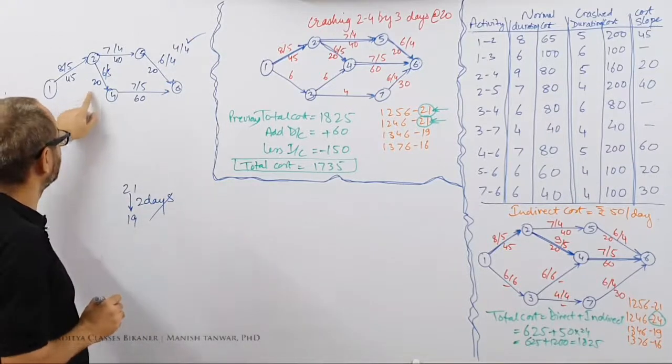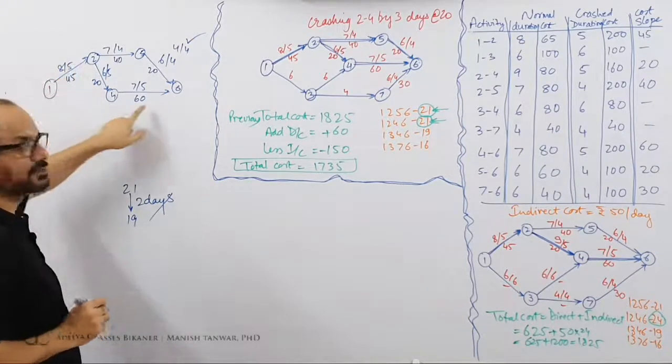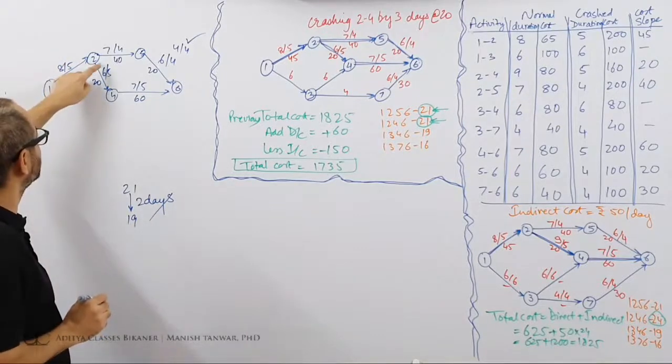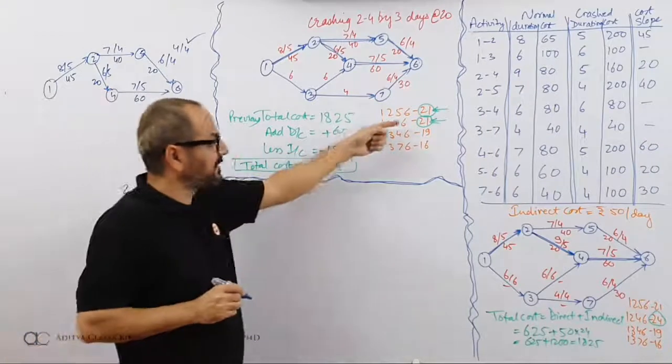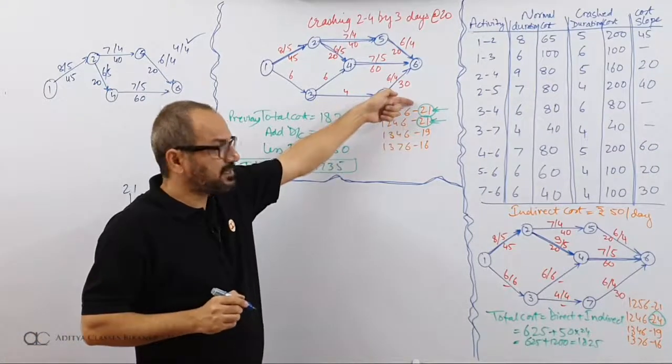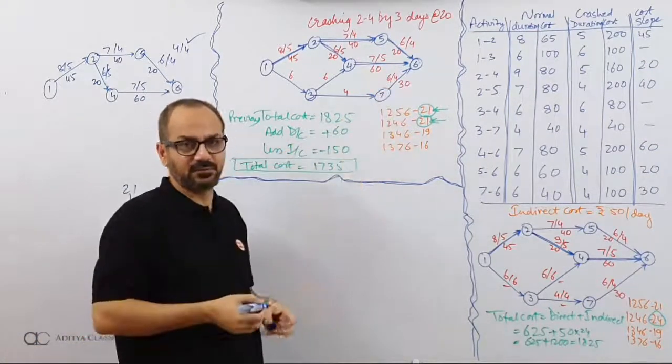But what about this path? 1, 2, 4, 6. This is still stuck at 21. 8 and 6, 14, 14 and 7, 21. This is still stuck at 21. So my critical will be stuck at 21. So even though this comes down to 19, my critical is still stuck at 21.